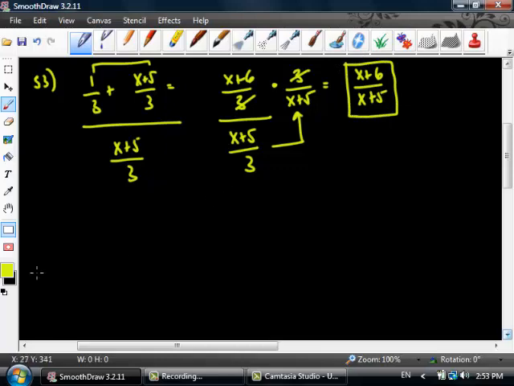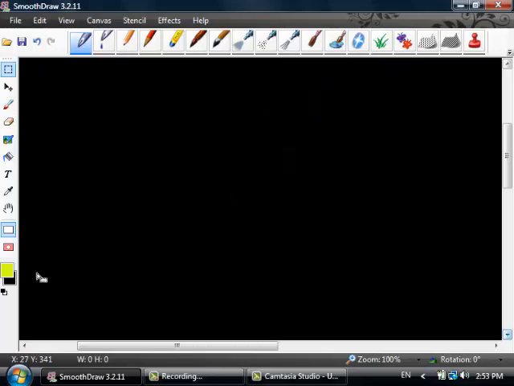Let's backtrack to number 40. Does anyone have a question about that problem? No? Thought it was relatively simple. Let's backtrack and look at number 40.